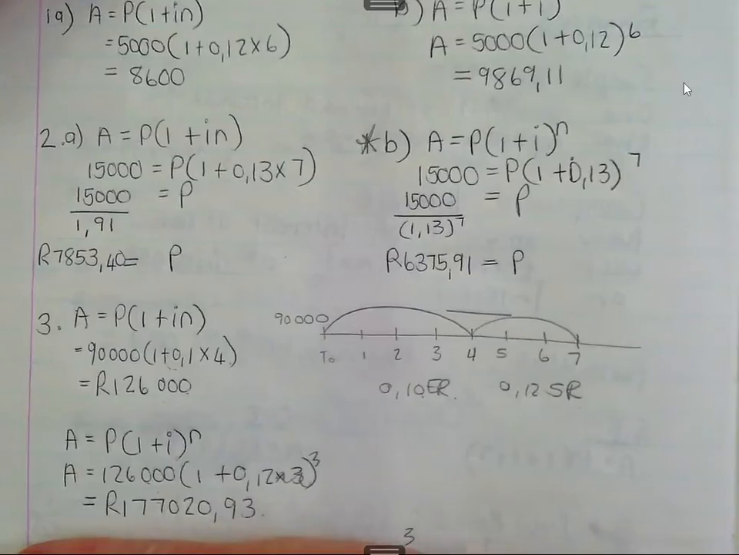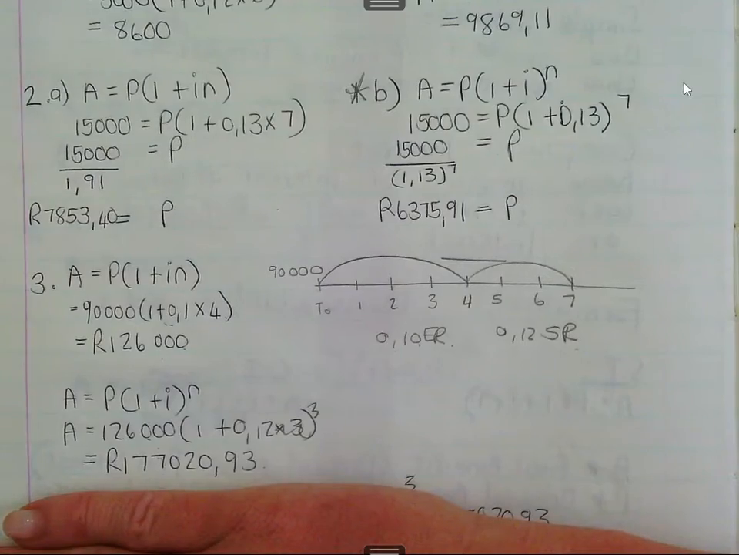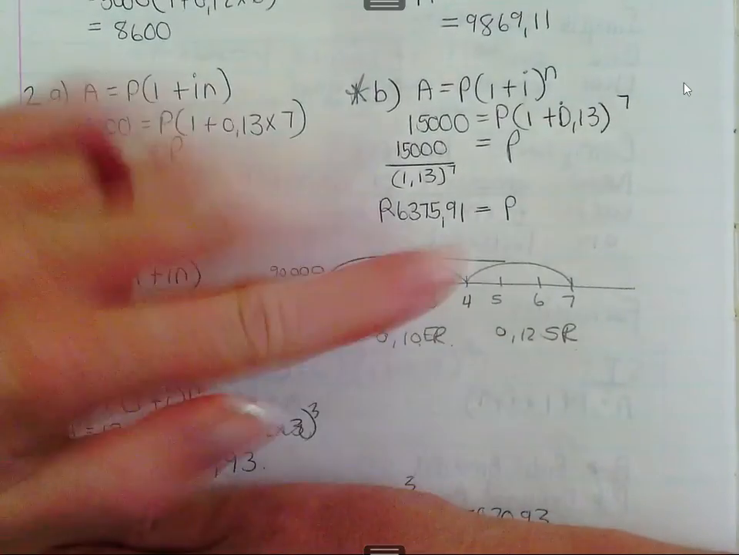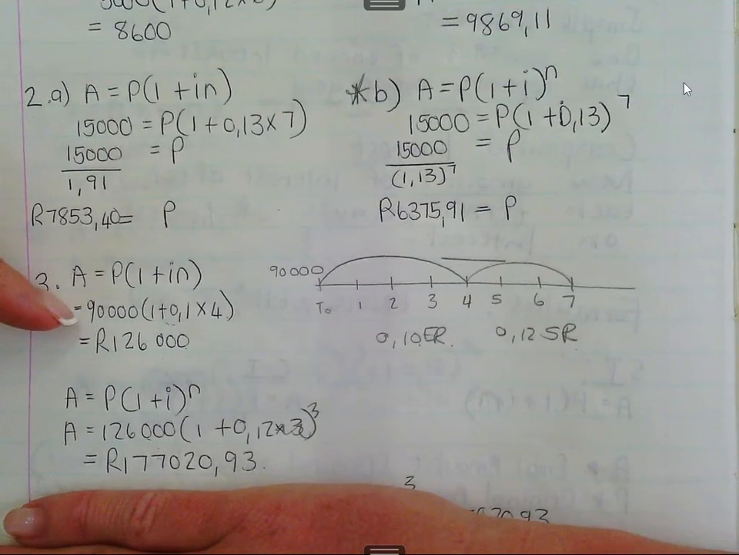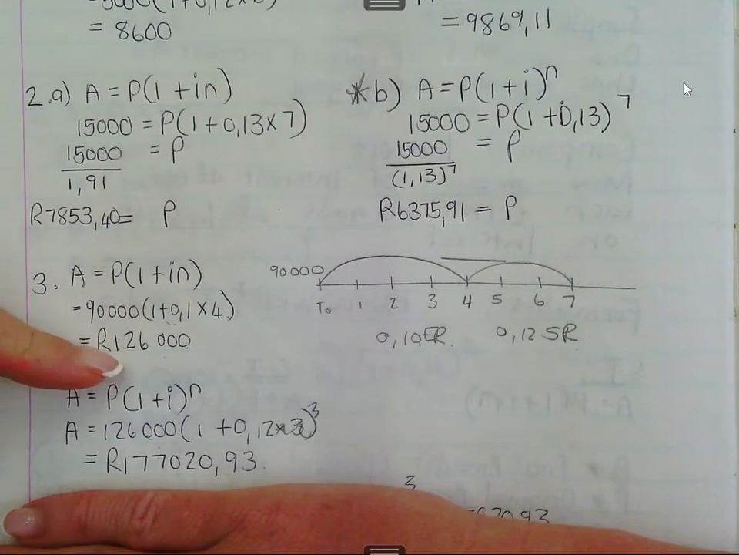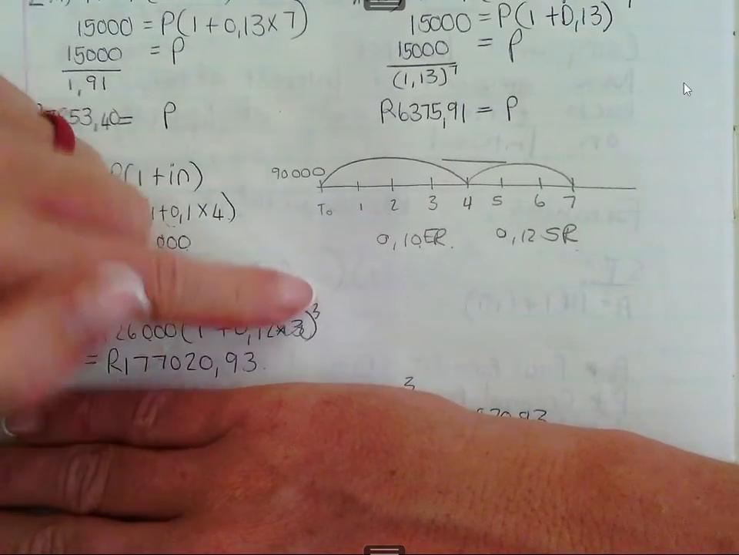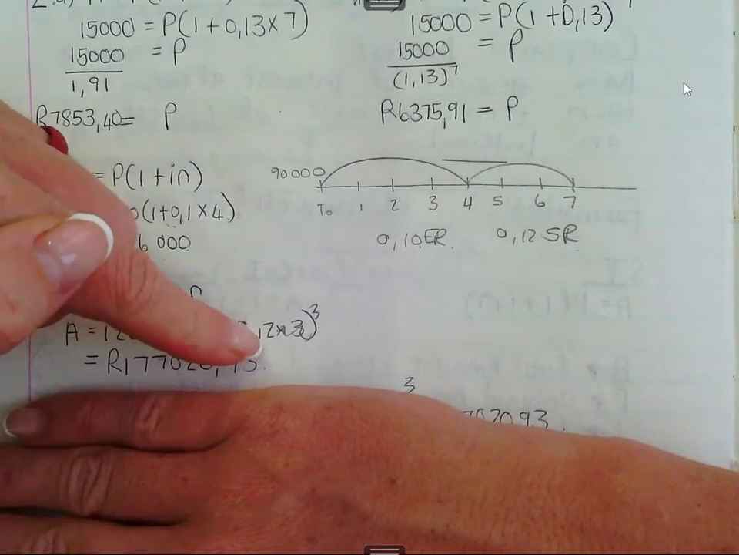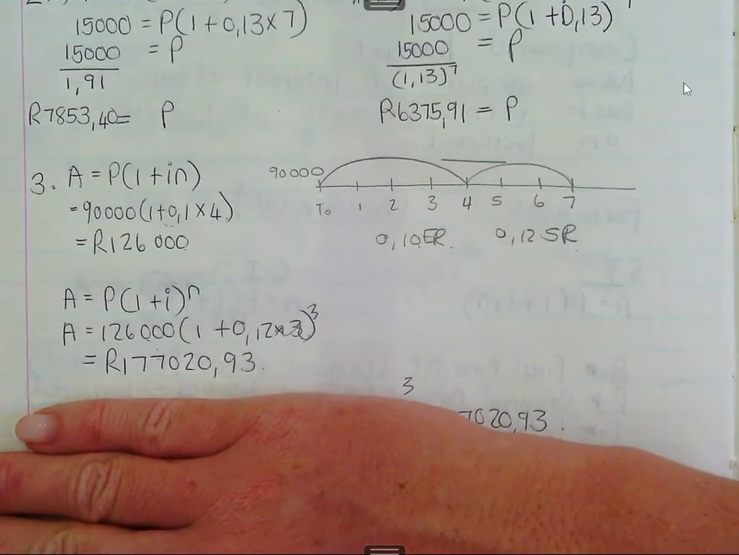Okay, number 3. That's the consecutive investment. First doing the one thing, then taking your answer and then reinvesting it. Now I drew a number line just to show it's not necessary, and here I did it in two separate sums. So 90,000 was invested for 4 years at 10% simple interest. You get 126,000. Then you take the 126,000, you reinvest it for 3 more years at an interest rate of 12% simple interest. And then you get your final answer of 177,020.93. Do you understand that you get to that answer?